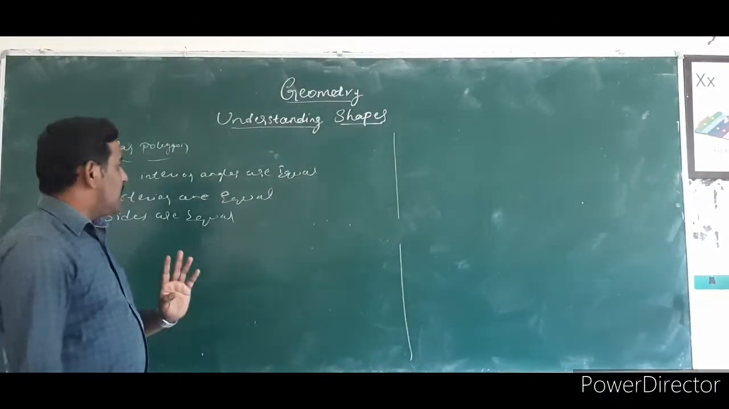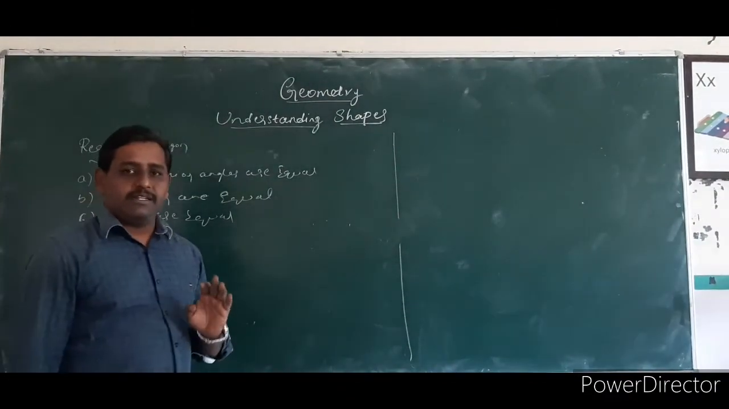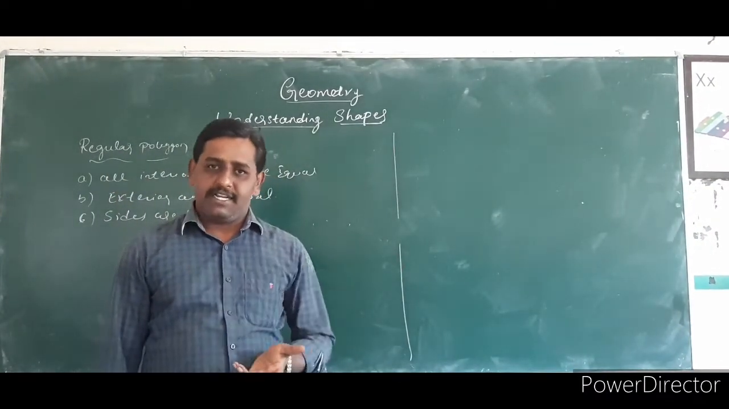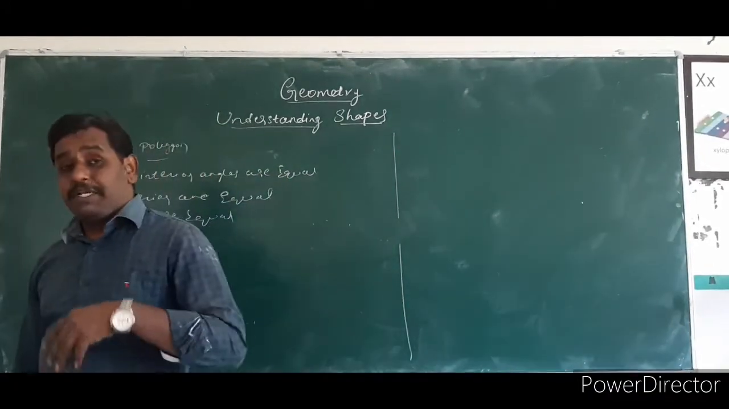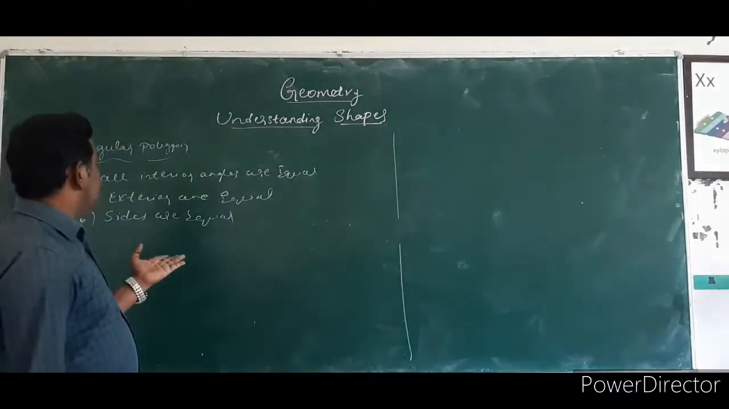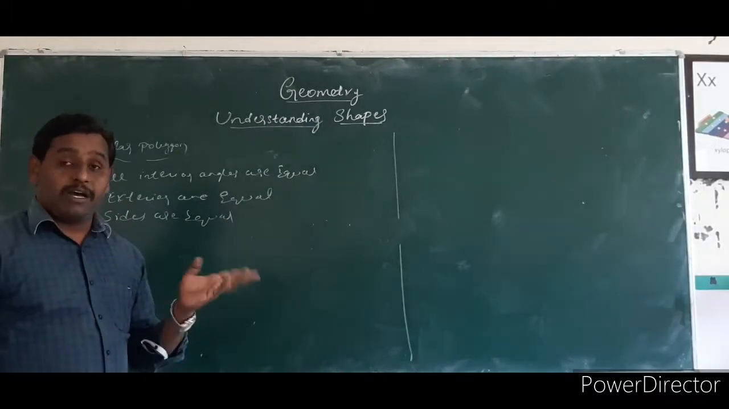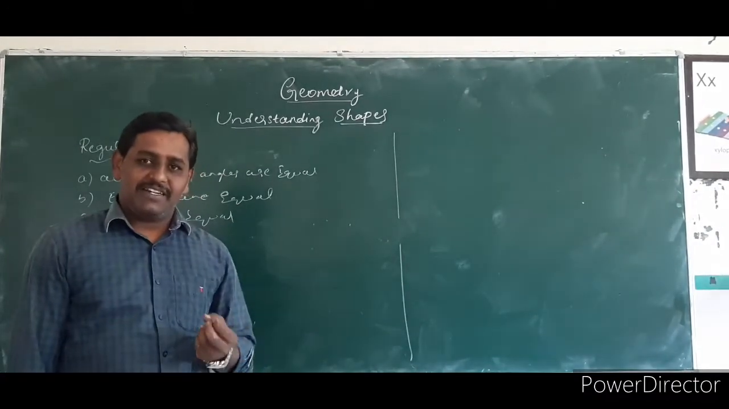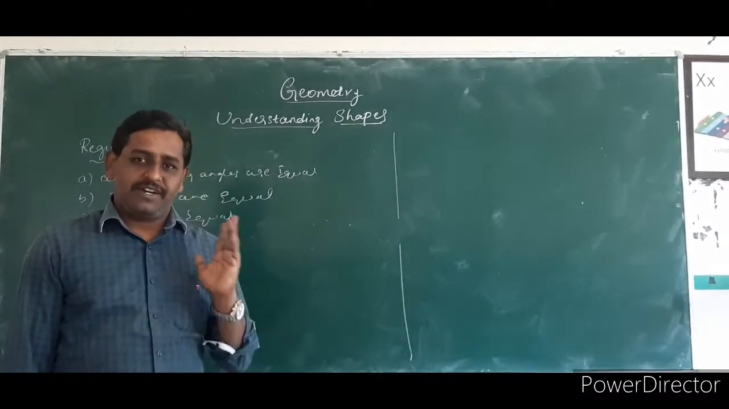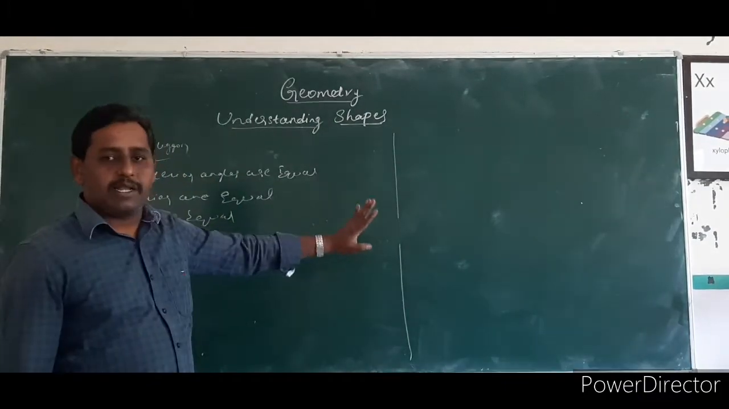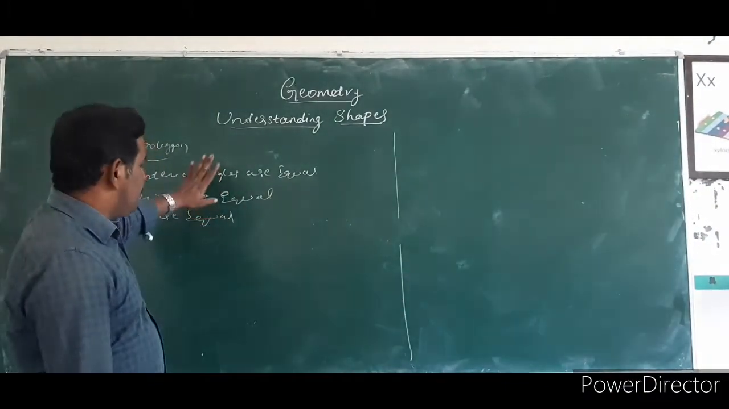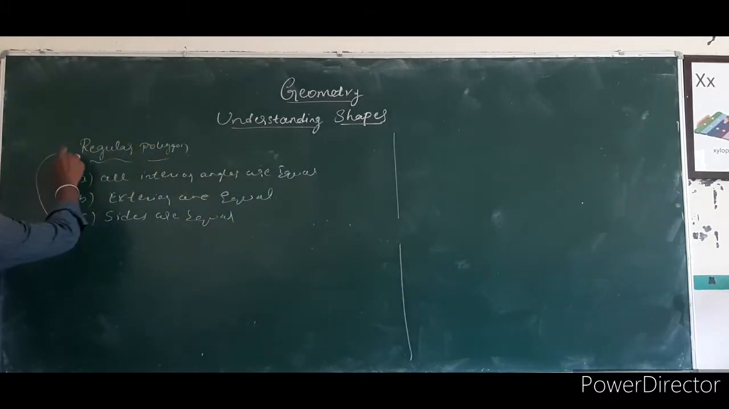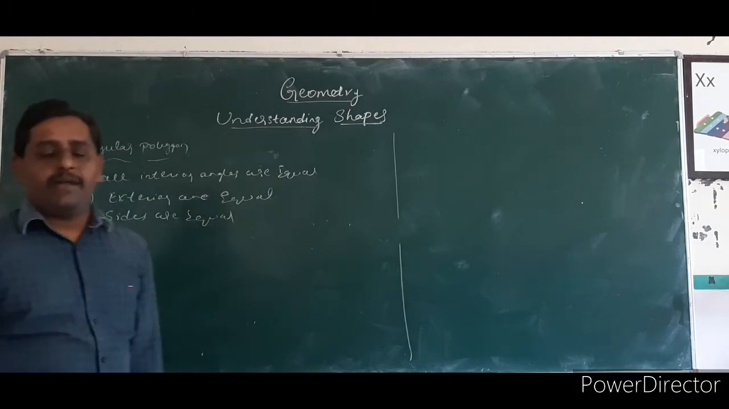What is special in this regular polygon? In a normal polygon, interior angles are different, exterior angles are different, and the lengths of the sides are also different. Here, in the case of a regular polygon, all are equal. So if a polygon satisfies these three conditions, then we can easily say it is a regular polygon.